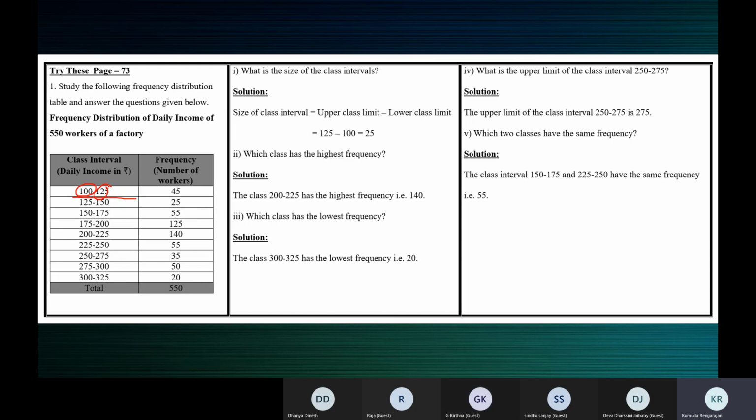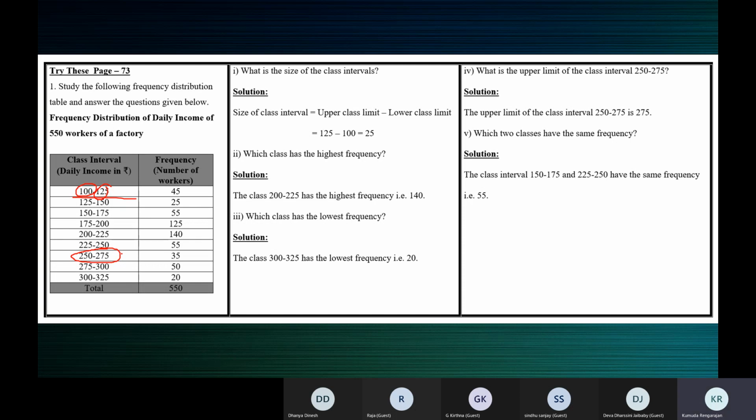Now tell me in 250 to 275. 250 is the lower limit and 275 is the upper limit. Yes, lower limit is also lower class limit. Upper limit is upper class limit. In short, we just say lower limit, upper limit. So this is what is class interval, lower limit, upper limit.